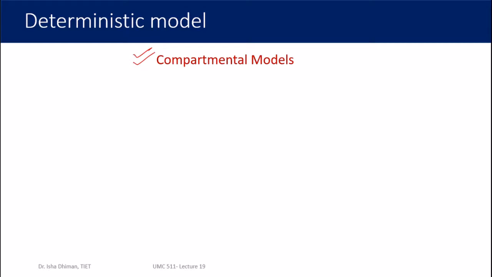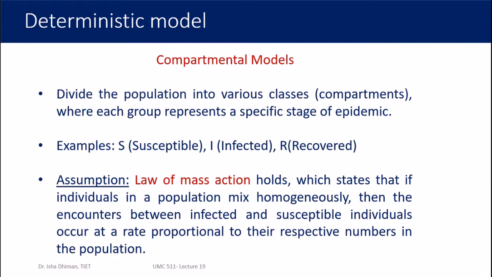Why do we call them compartmental models? This will be clear to you now. In this, we divide the population into various classes known as compartments, where each group represents a specific stage of the epidemic. So we have the whole population in the world with us. We make a virtual division that some part of the world is infected right now, because you see the number of infected persons, the data.